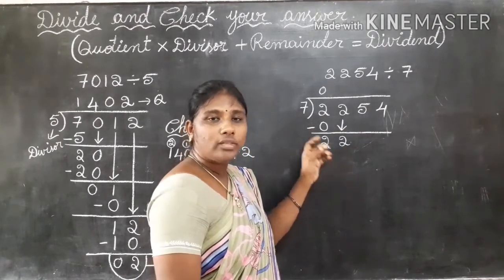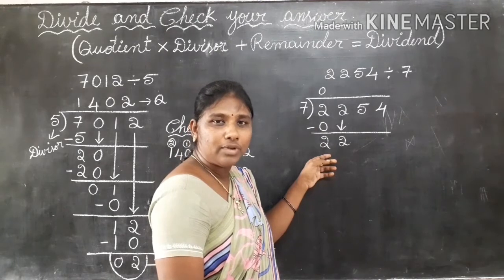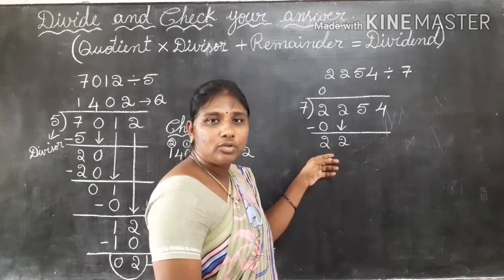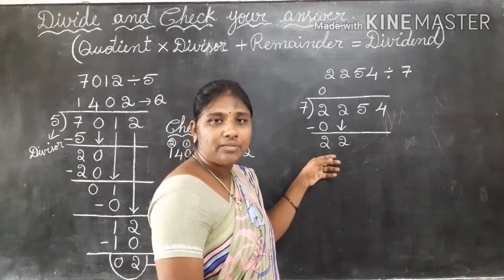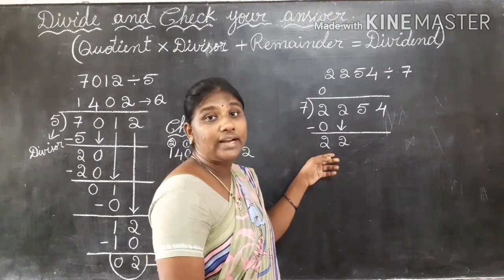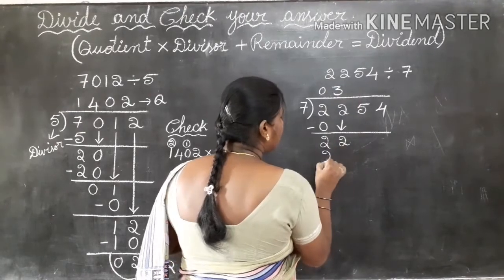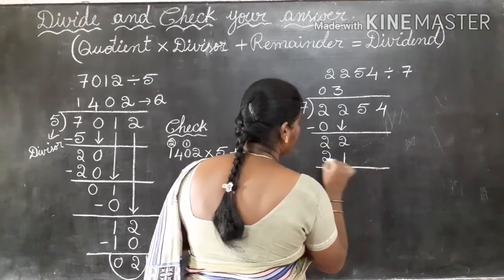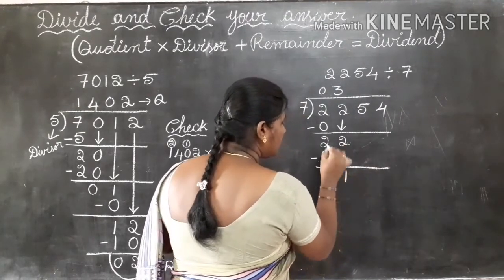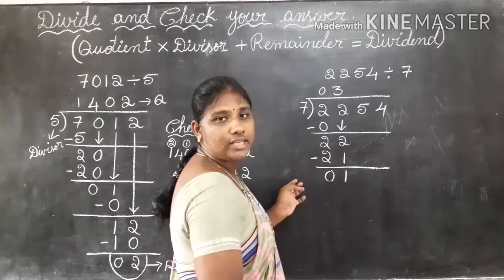Next we have to take this 2, so 22. In the 7 table, where will 22 come, we have to check. 7 ones are 7, 7 twos are 14, 7 threes are 21, 7 fours are 28. So we have to take 7 threes are 21. 22 minus 21, 1.